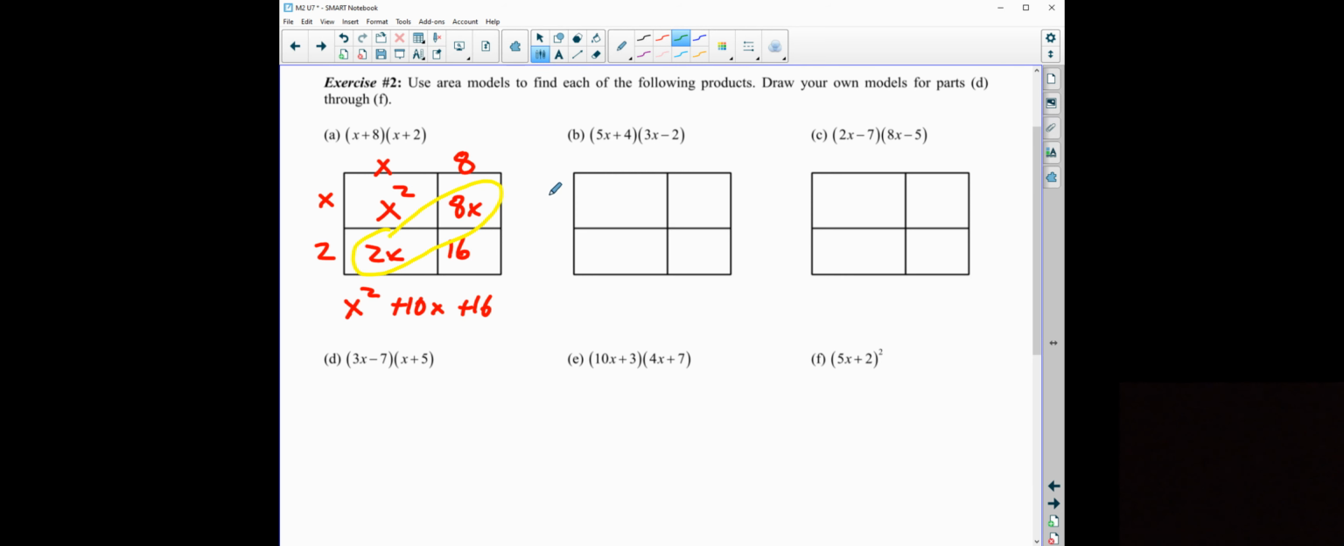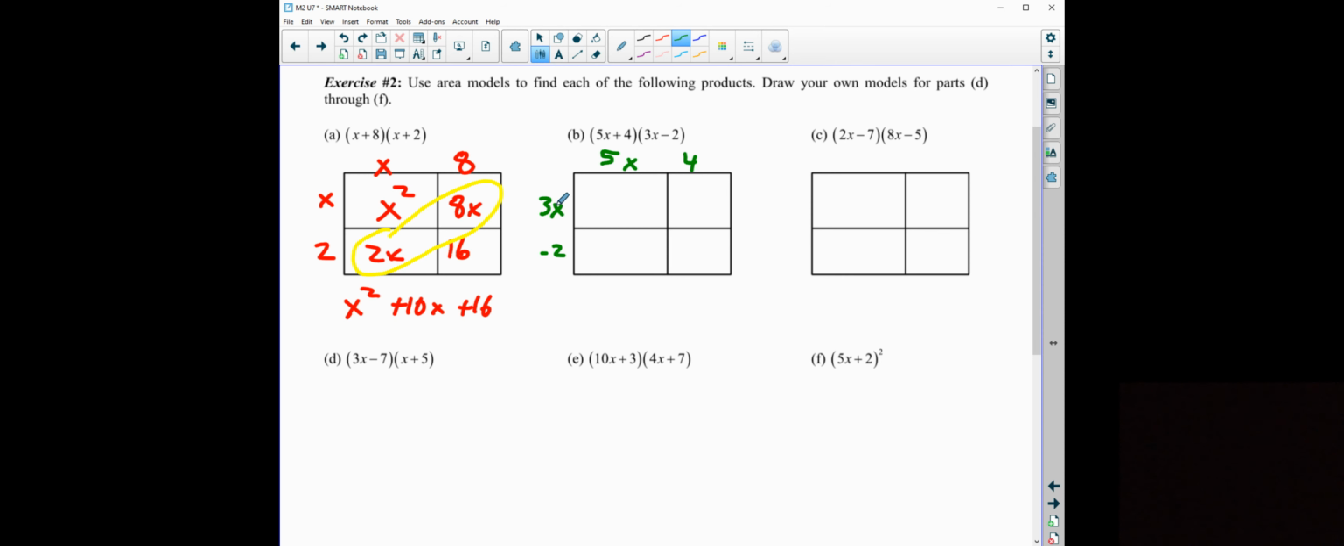What about this one? 5x plus 4, and 3x minus 2. This is our first one with a negative. This is a 3x minus 2. I don't usually write the plus here. I guess I could, but there's no reason to. So I don't typically write that plus up there. I'm just going to put the 5x. So the only time I would write the sign is if it's negative. And that makes a difference. It makes it a little bit more complicated, not bad.